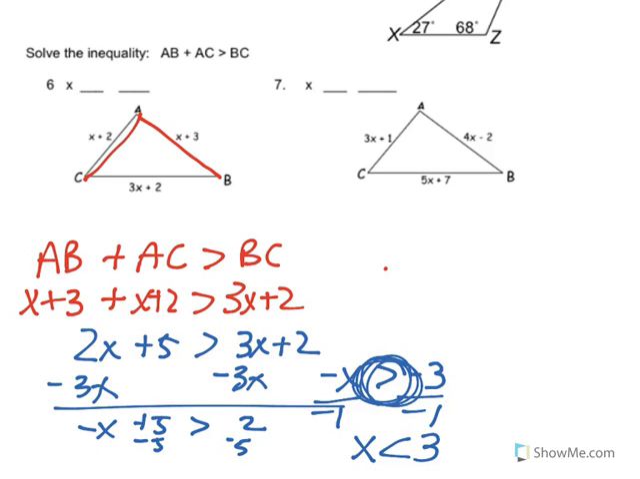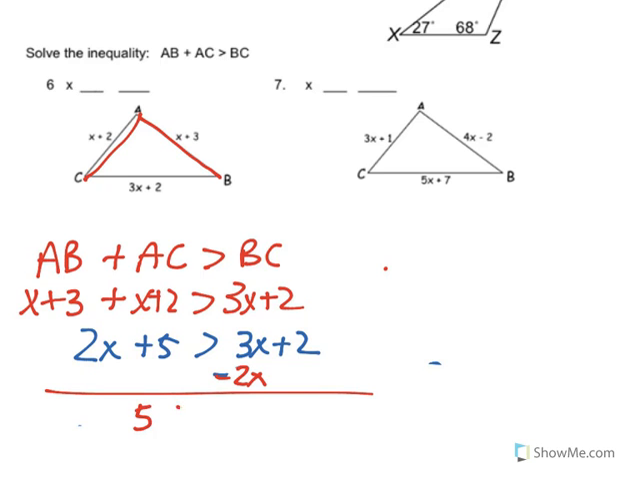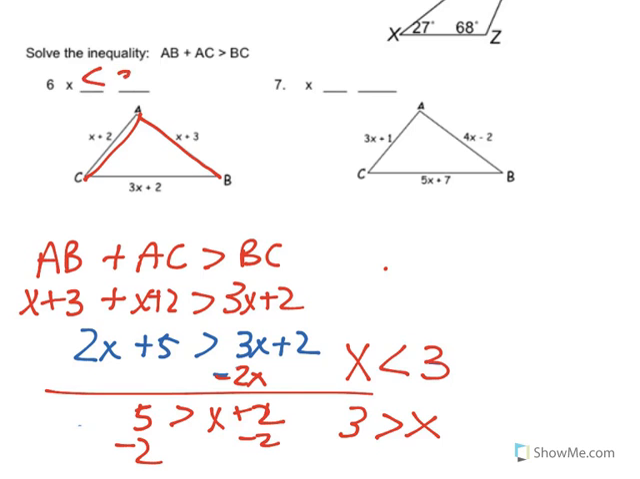Now, if I had done this a different way, let's say right here, instead of subtracting 3x, I subtract 2x, minus 2x here, and I get 5 is greater than x plus 2. And then I subtract 2, and I get 3 is greater than x. Well, if 3 is greater than x, when I flip it, x is going to be less than 3. Same answer, so less than 3.